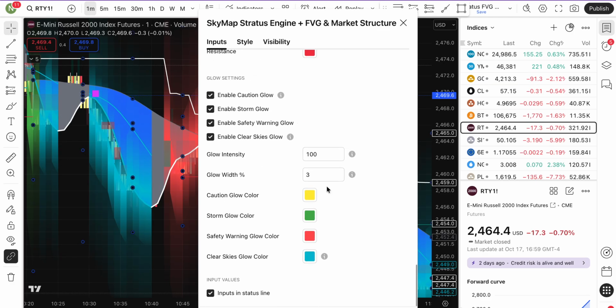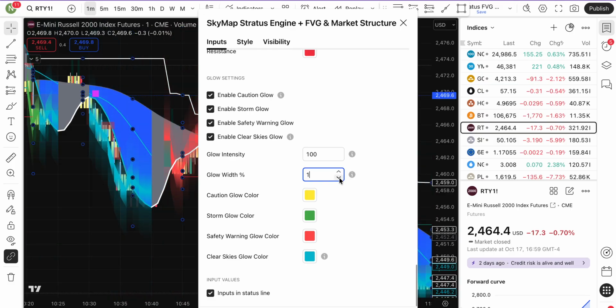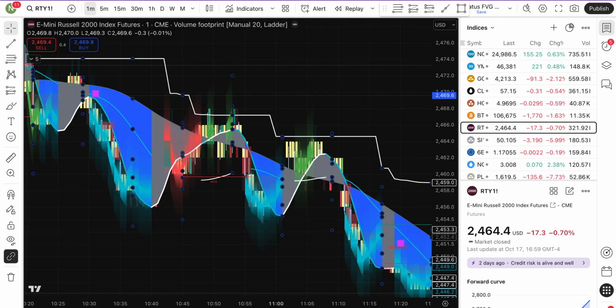In most instances, I do think that the one is just fine. And then you'll find as you go to bigger time frames, it naturally grows anyways, the glow width. So that is all of the back end settings for the Stratus engine, and we will catch you on the next one.